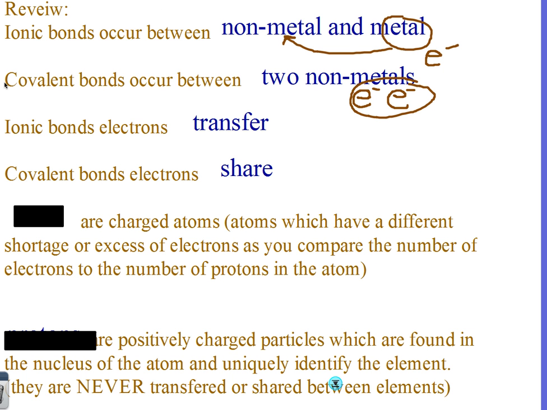Now we had some terms that we had to be really careful with. So we're going to review what a charged atom was. Well, our charged atoms were ions. Remember that we determined whether an atom was charged by comparing the number of protons in the nucleus to the number of electrons in the orbitals. And if there's a shortage or excess of electrons when you compare them to the protons, then the atom is electrically charged. If you are having trouble with cations and anions and remembering which is which, please go back and review those in your notes.